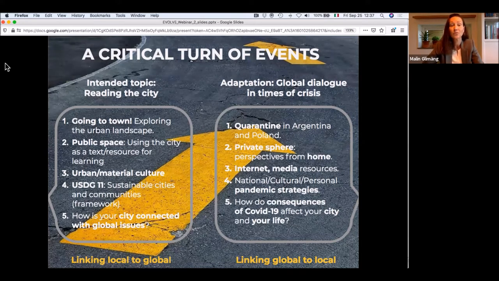As most of our students were suddenly restricted to their homes, it was not possible to go through with the original topic. This was a challenge, and as teachers, we had to make a very quick decision in the very first week: either postpone the project altogether until next year, or practice some flexibility together with our 67 students, and just shift the focus over to current events related to COVID. We opted for the second route, and a point of departure was the question you can see here at the bottom. How do consequences of COVID-19 affect your city and your life?